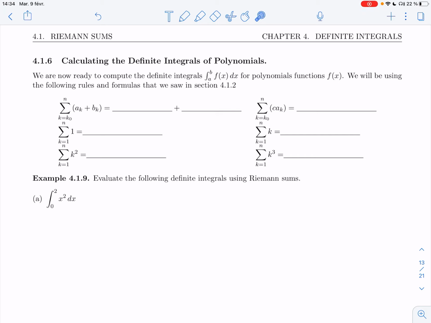All right, in section 4.1.6, we'll be calculating the definite integrals of polynomials. We're now ready to compute the definite integrals, the integral from a to b of f of x dx, for polynomial functions f of x. We'll be using the following rules and formulas that we first saw in section 4.1.2.